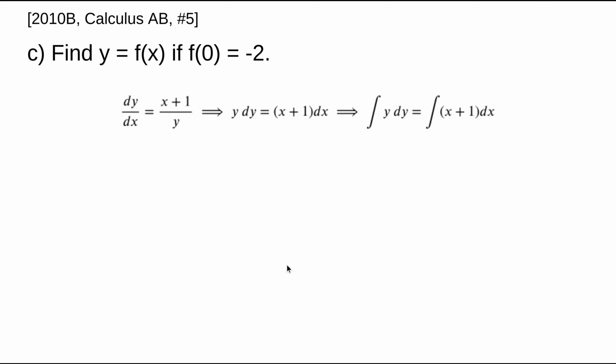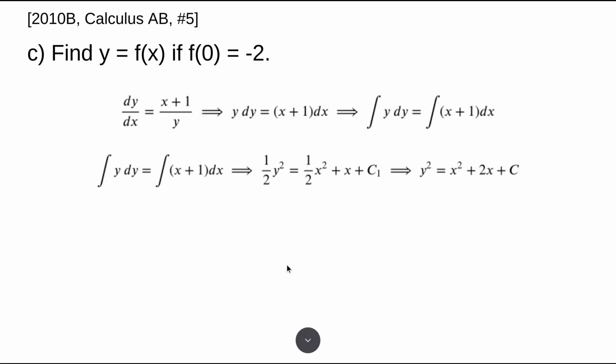So separating the variables, we get y dy equals (x plus 1) dx. Then we anti-differentiate both sides. And after anti-differentiating both sides, we get 1/2 y squared equals 1/2 x squared plus x plus a constant. If we multiply both sides by 2, we can clear the fractions, and we get y squared equals x squared plus 2x plus a constant.